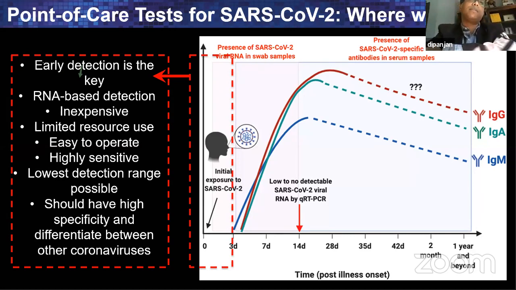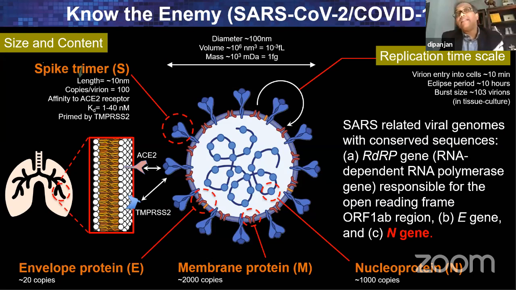Our other criteria for developing this would be limited resource use, easy to operate, and highly sensitive, with the lowest detection range possible at a point of care level. It doesn't really matter whether it has a limit of detection as high as PCR, but at least it should have the capability to give us an answer at a point of care level. It should have high specificity, that means it should not confuse with other coronaviruses or MERS viruses or influenza viruses. How do we know whether I have COVID-19 or a very regular influenza or flu? So the sensor needs to be able to separate these virus strains from each other. To know the enemy is very important for us, to know what we are fighting against.